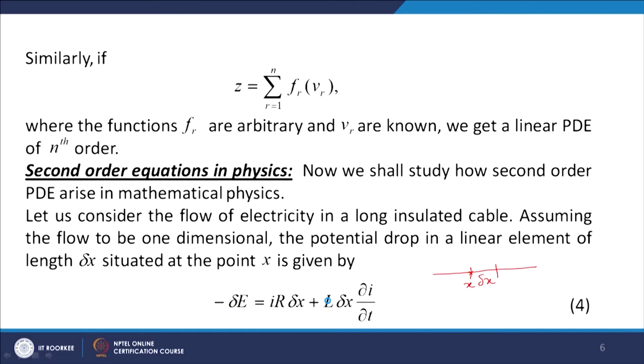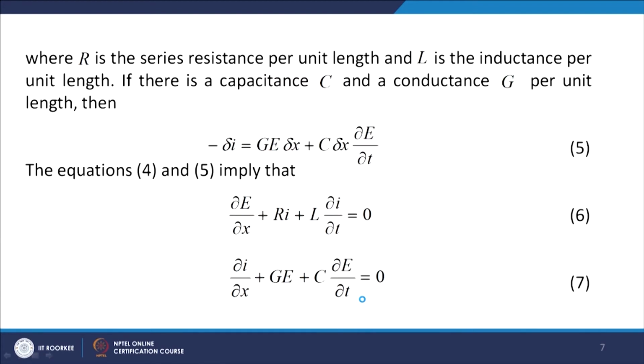So then what will happen? E is the voltage. So potential drop will be given by minus delta E equal to I R into delta x plus L delta x into delta I by delta t. And if there is a capacitance C and a conductance G per unit length, then we have this equation: minus delta I equal to G delta x plus C delta x into delta E by delta t.